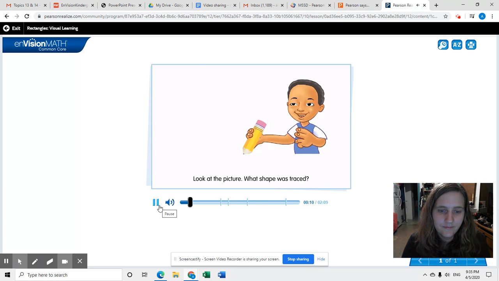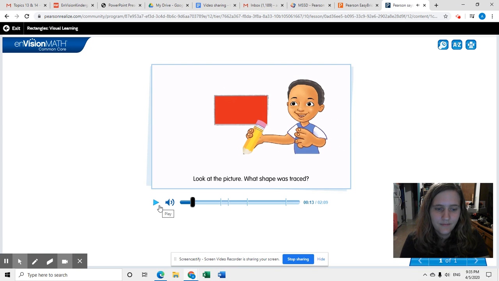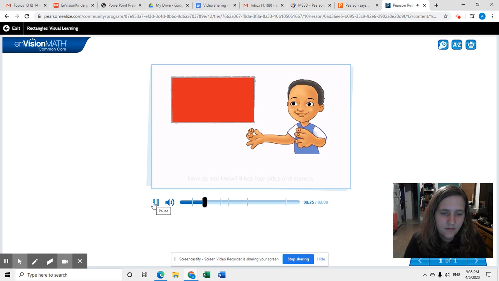Look at the picture. What shape was traced? It was a rectangle. Very nicely done. A rectangle was traced. How do you know? It has 4 sides and corners. The opposite sides are the same.